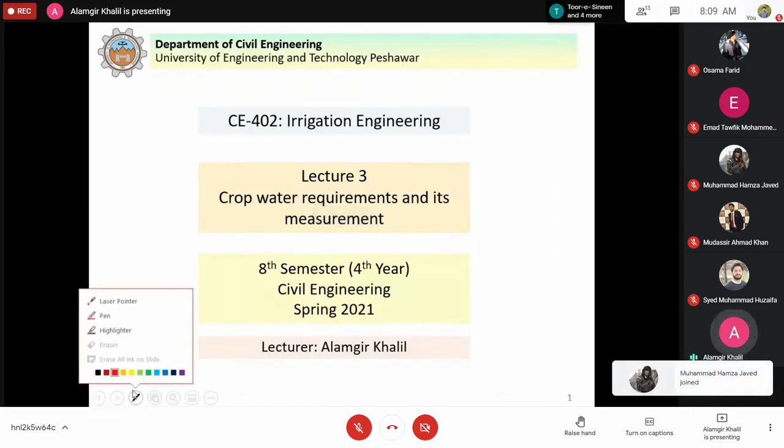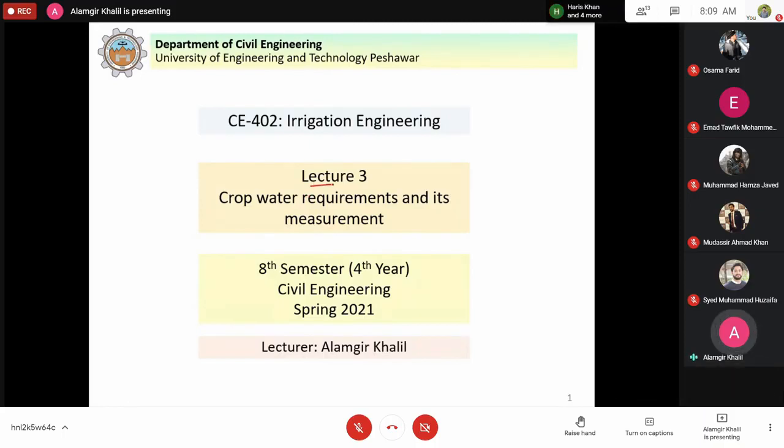Bismillah Rahman Rahim. This is lecture number 3 of the course Irrigation Engineering. In today's lecture, we will discuss the crop water requirements and its measurement.